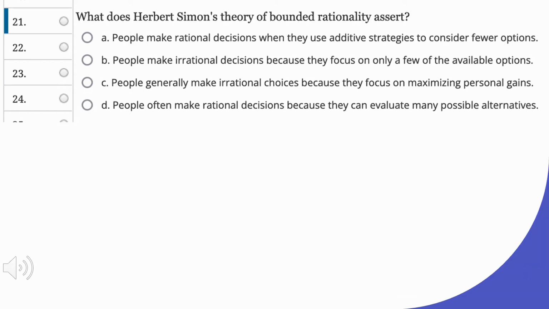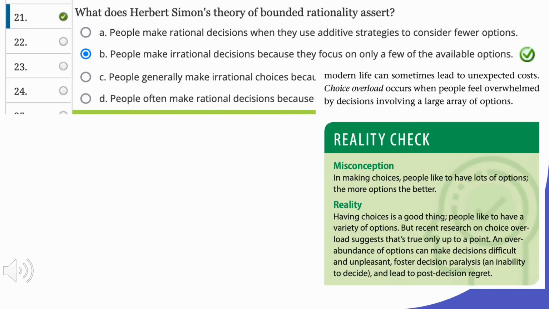Question 21. What does Herbert Simon's theory of bounded rationality assert? A. People make rational decisions when they use additive strategies to consider fewer options. B. People make irrational decisions because they focus on only a few of the available options. C. People generally make irrational choices because they focus on maximizing personal gains. D. People often make rational decisions because they can evaluate many possible alternatives. It's B. People make irrational decisions because they focus on only a few of the available options.